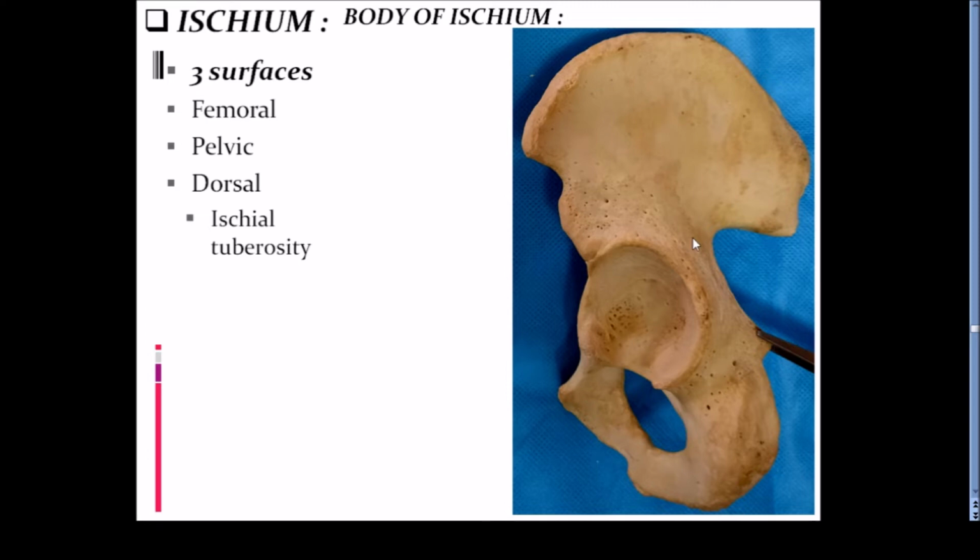Dorsal surface. The dorsal surface of body of ischium continues above with the gluteal surface of the ilium. The dorsal surface of this ischium has three features. It has a convex surface adjoining the acetabulum. Below it there is a wider shallow groove, and below this groove the upper part of ischial tuberosity is present. So three features: convex surface, wider shallow groove, and the upper part of the ischial tuberosity.